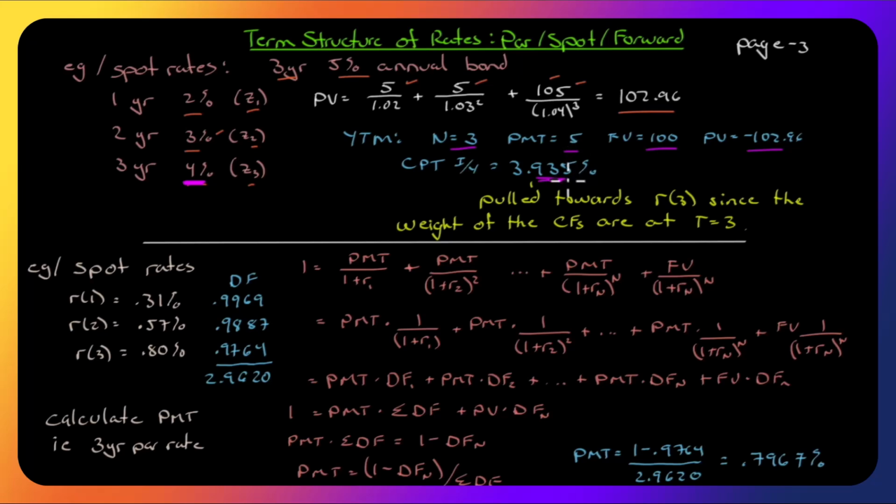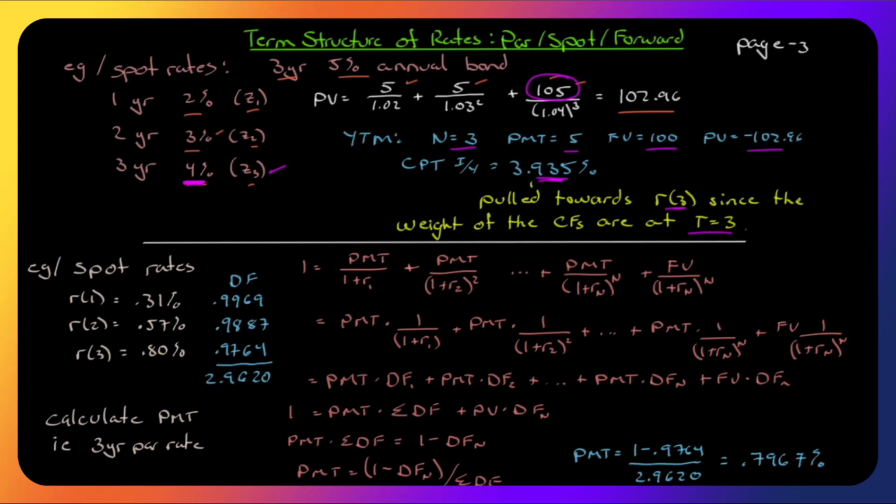The yield to maturity will be pulled towards the final spot rate because the weight of the cash flow, 105, is the greatest on that particular time period, on the 3 year spot. So it's pulled towards R3 since the weight of the cash flows are at T equals 3.